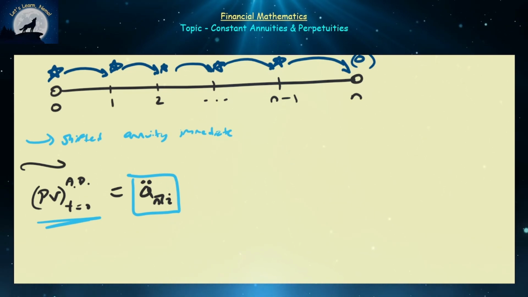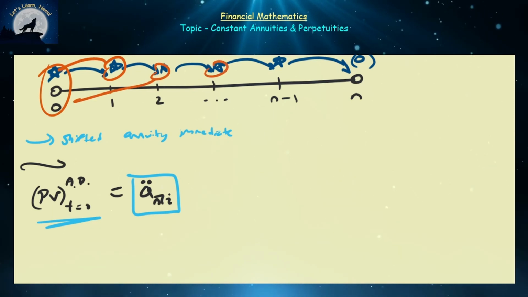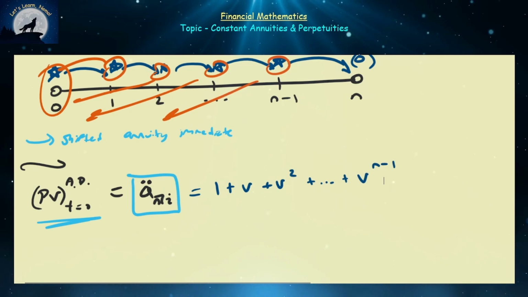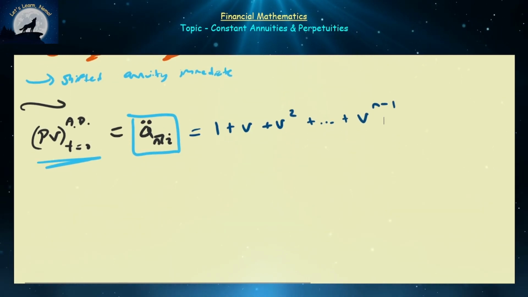Keep in mind that the first payment has its own value at time t equals 0, so we don't have to discount it. The next is discounted once, that's discounted twice, that's discounted 3 times, and the last is discounted n minus 1 times. So what you're going to have is 1 plus nu plus nu squared all the way down to nu to the n minus 1. Once we have this structure, for an annuity due, what is this equal to in summation notation?